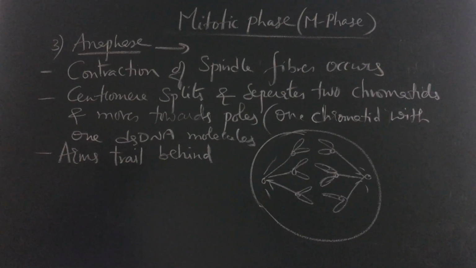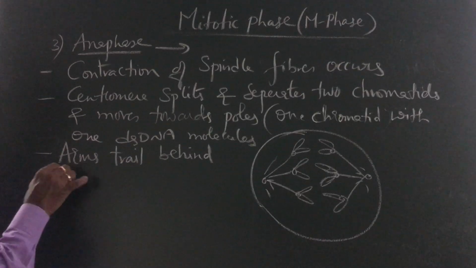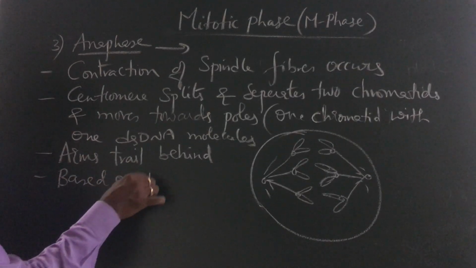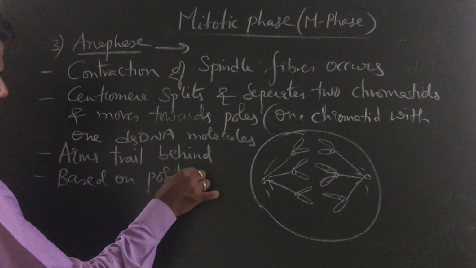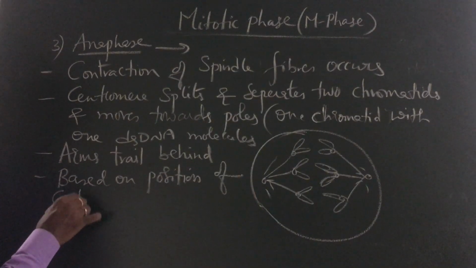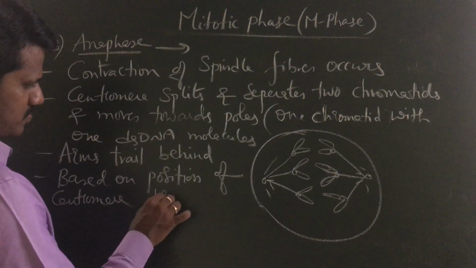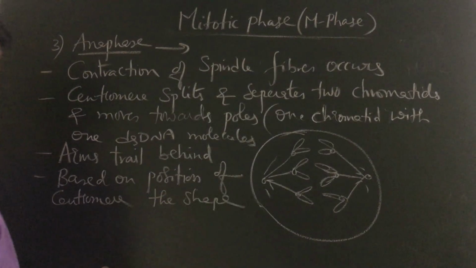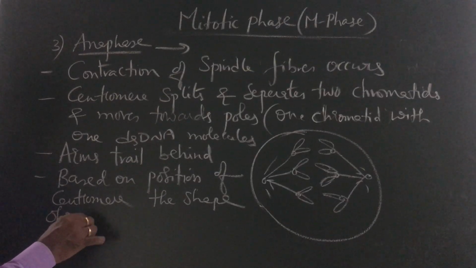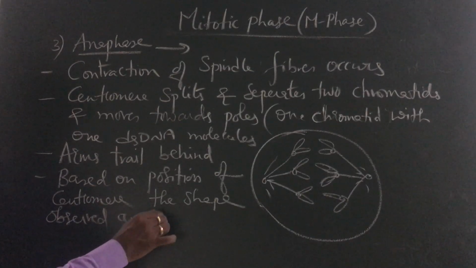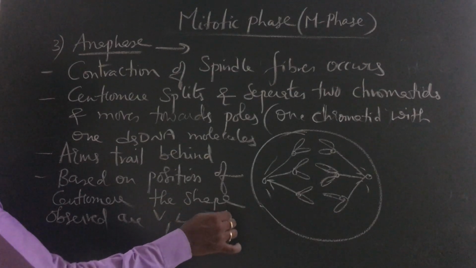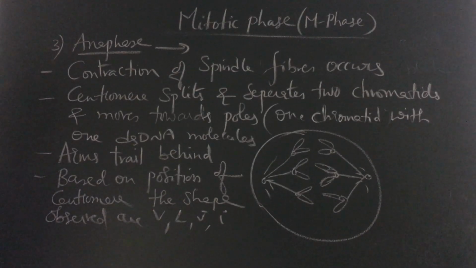So V, L, J and I, based on the position of the centromere, the shapes observed are V, L, J, I. Okay? So this happens in the anaphase.